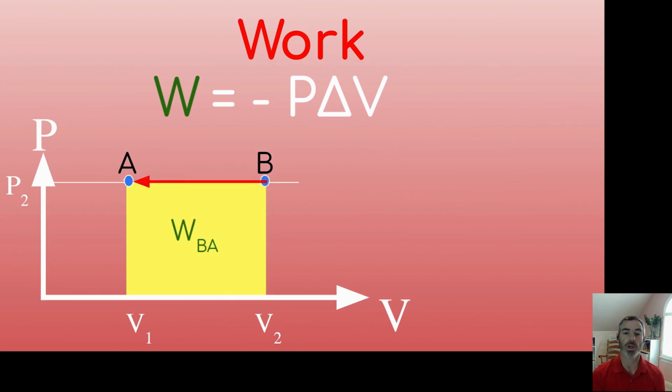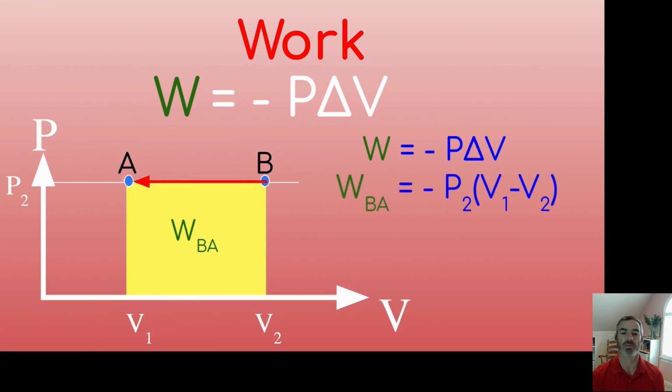When we switch it around and we go from B to A, we end up with work is equal to the negative pressure times the change in volume, which is a negative number. So we get two negatives, and that's going to give us a positive. So the work is positive when the PV diagram goes from right to left as an isobaric process.